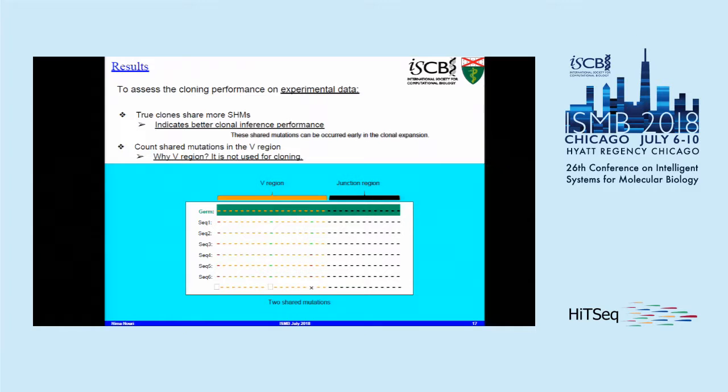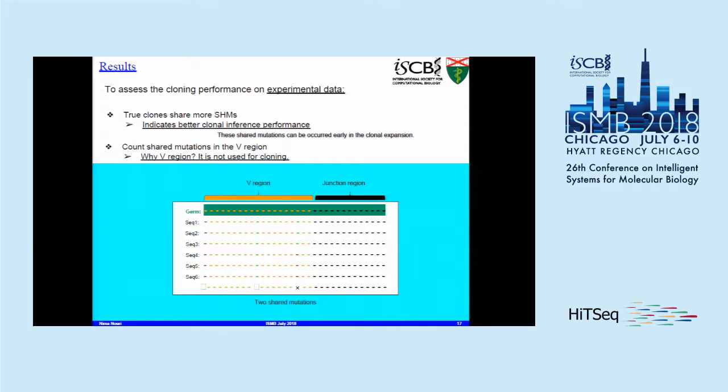Okay, how can we test this methodology on experimental data? With experimental data, we don't know the clonal relationships, so there is no direct way to test it. But we believe that true clones have more shared mutations. So we count these shared mutations, and a higher number of shared mutations indicates better clonal inference performance. These shared mutations are those that happen early in cell division, so we believe they would be repeated and conserved throughout the affinity maturation, so more shared mutations means better clonal inference for us.